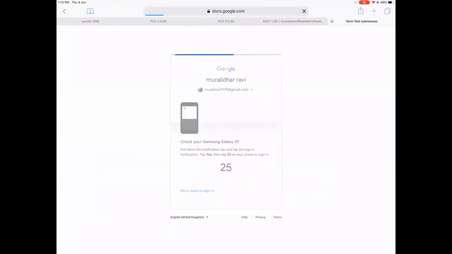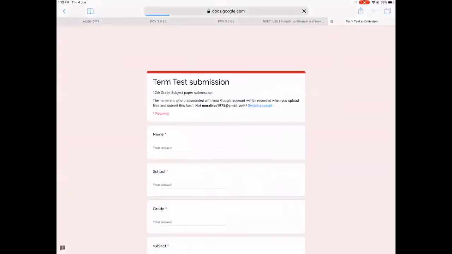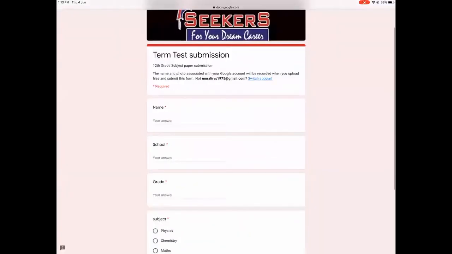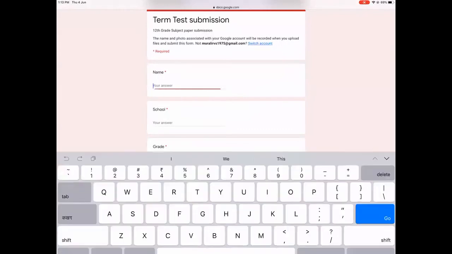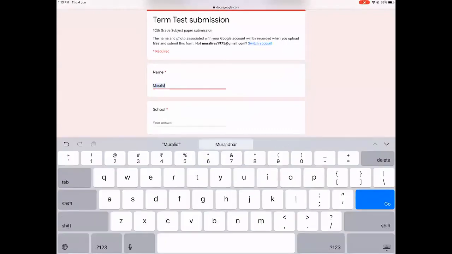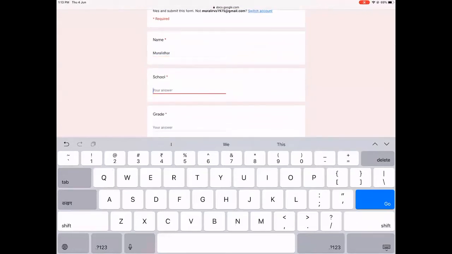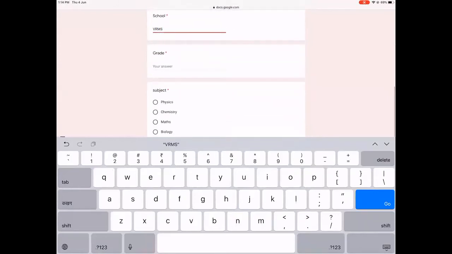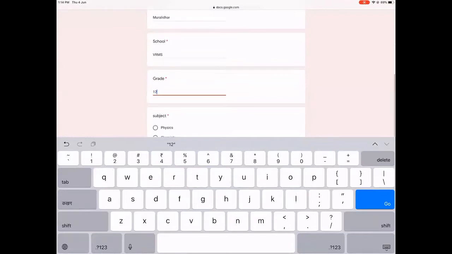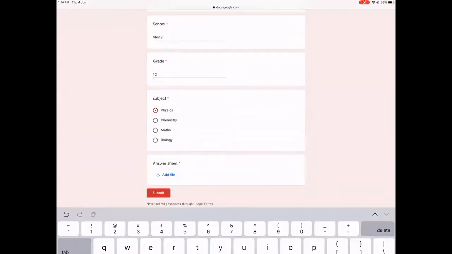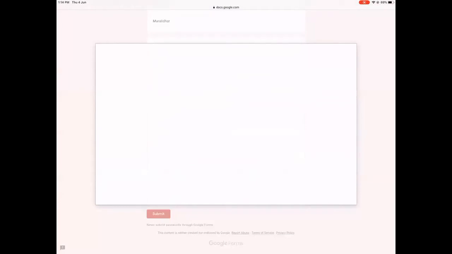But it will be a problem if you don't have a Gmail ID. Yeah, so now here you have test submission. So put your name, put your school name, put your grade, put your subject, and add file.